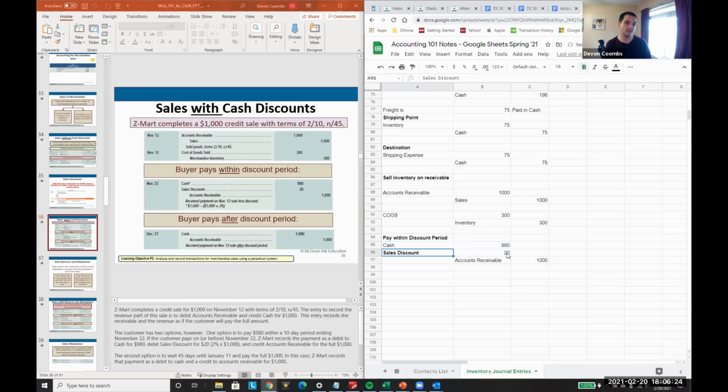Now, what's this account? Sales discount. This is going to be another contra account. Remember we talked about contra accounts for accumulated depreciation? This is a contra sales account. It reduces our sales value. So it will be considered a sales account, but it will have a debit normal balance instead of a credit normal balance. So with this sales discount, if our sales were 1,000 and our sales discounts are 20, our net sales are 980. We'll have a credit balance of sales of 980.